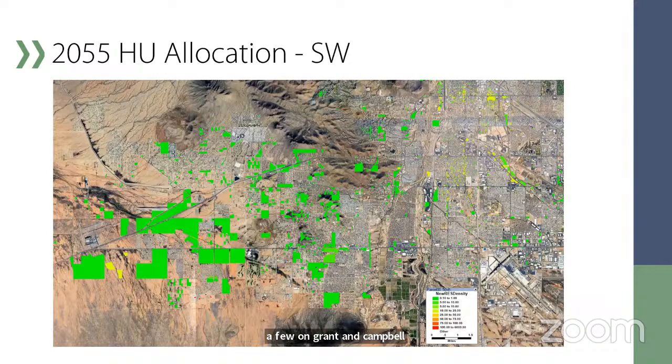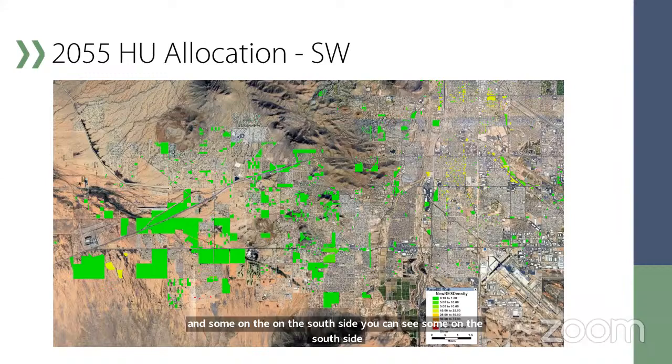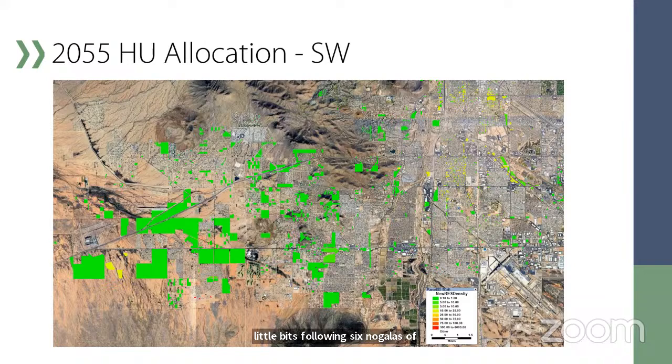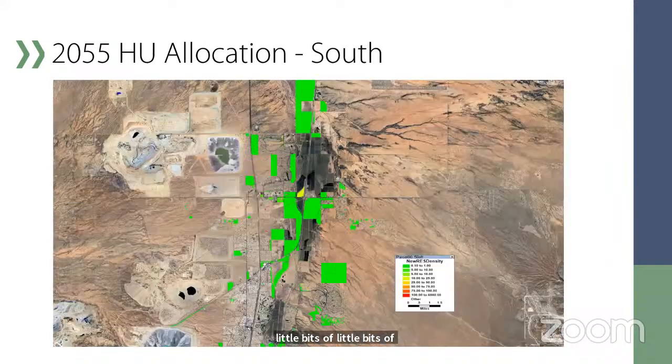Okay, looking out on the southwesterly side, again, we see a shift mostly towards lower density. Again, some on the south side, you can see little bits following 6 and Nogales of higher density down there. Then down in Sahuarita, you can see generally mostly low density.